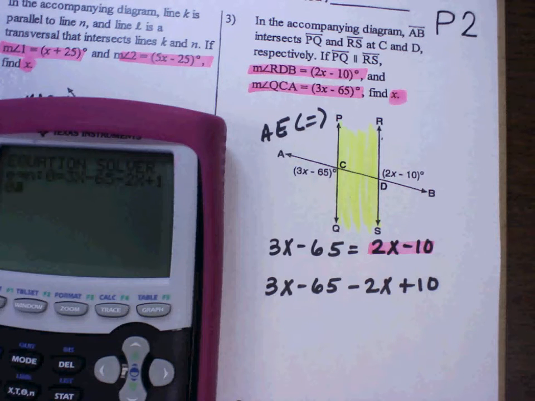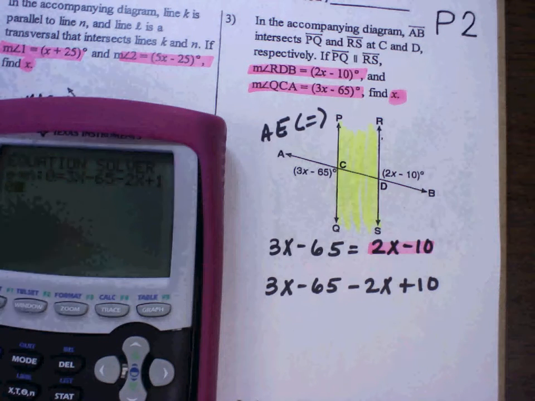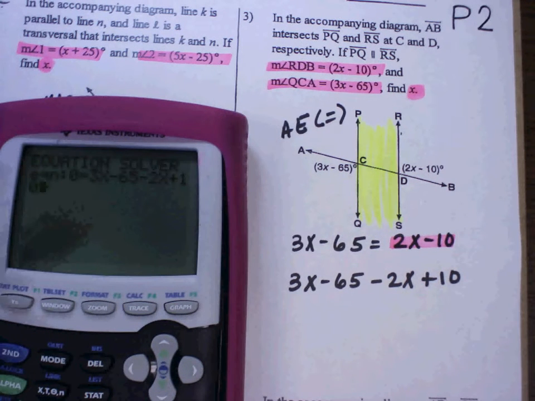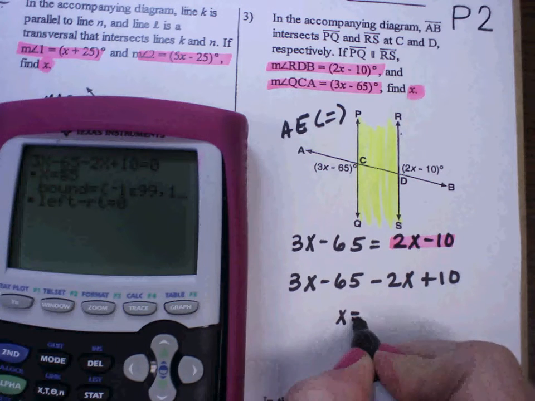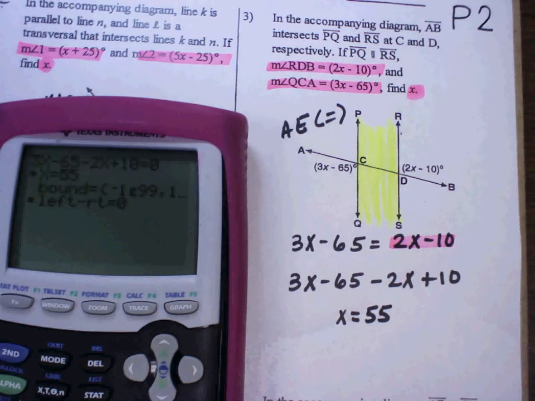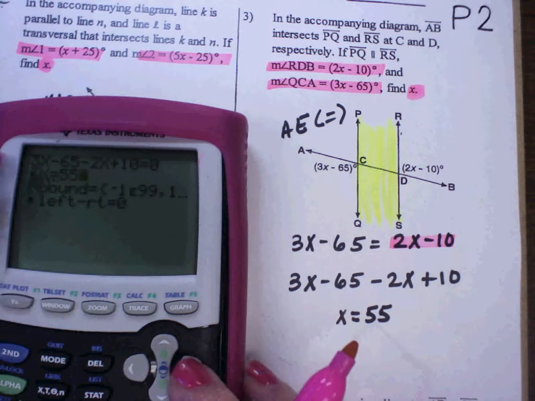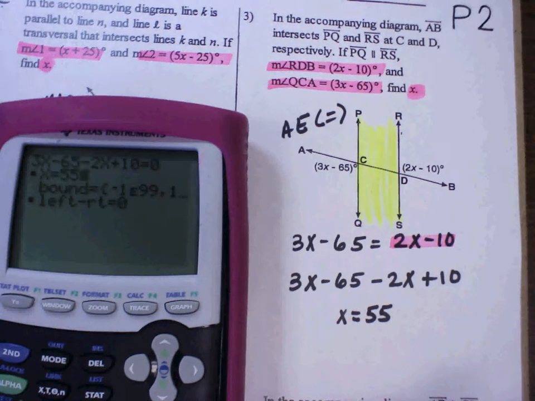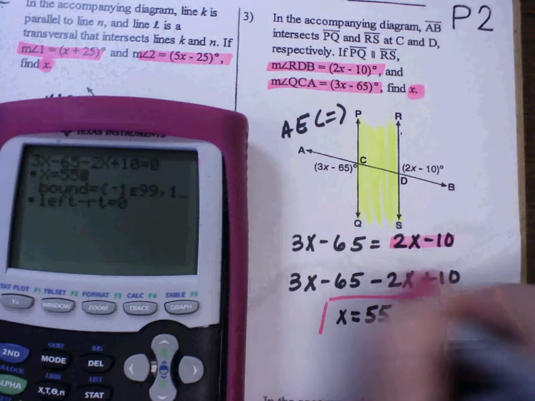Edgar, you already finished with the calculator? Enter alpha. Enter. So what does x equal to? 55. Very good. 55. Sometimes I like to move the arrow all the way to the end because it's a little hard to see sometimes because it's blinking.